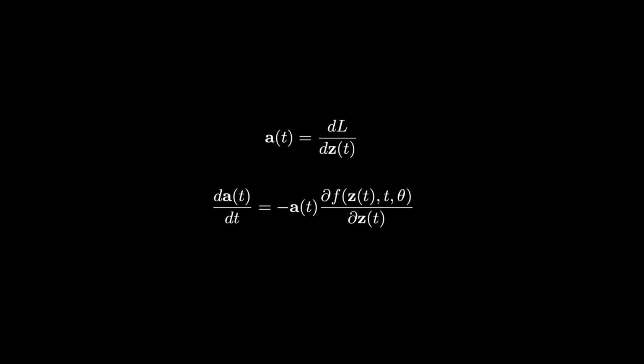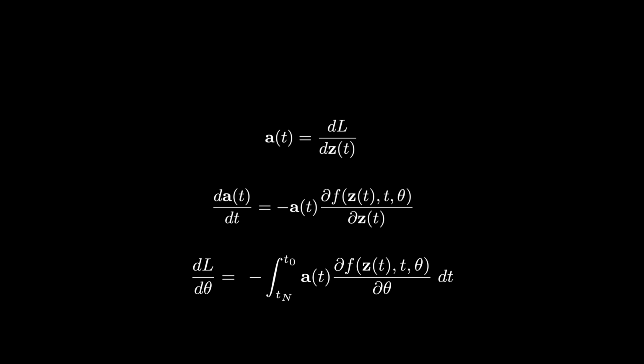The gradient for parameters can then be accumulated according to this integral. Intuitively, the adjoint tells us how sensitive the loss is to the state at time t. The Jacobian of the dynamics with respect to parameters tells us how the state changes when parameters change. Multiplying the two and integrating across time, we get the gradients of loss with respect to parameters.